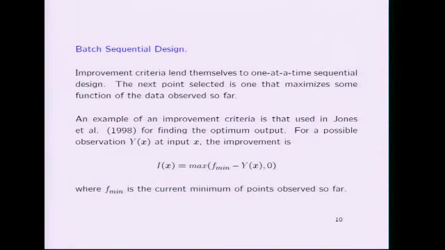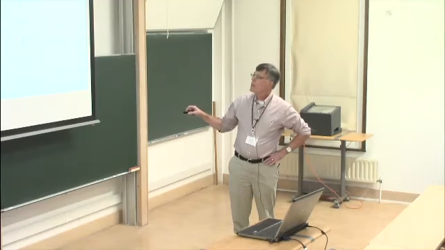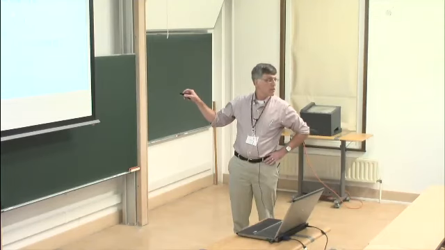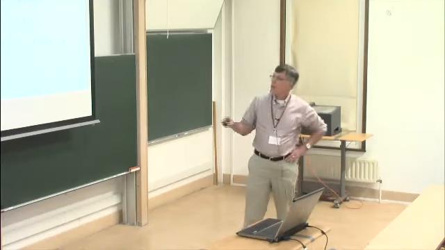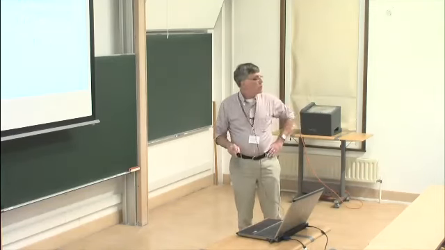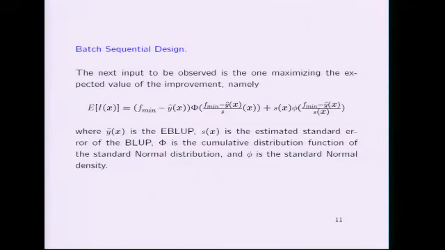If you haven't seen it, this is the criterion here. His improvement is: F min is the smallest observation you've observed from the simulator so far. Y of x is sort of your model at x. And the amount of improvement you get is improvement if, at x, y is smaller than anything you've observed so far. Otherwise, there's zero improvement. And that's a random variable. So what Jones et al. do is they calculate the expected value.